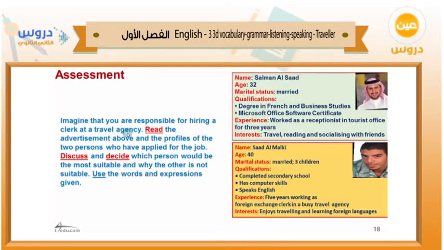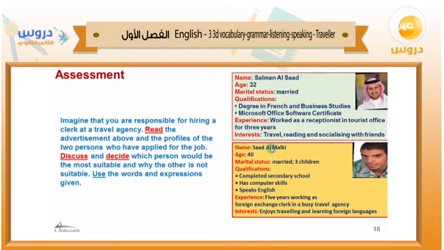Read the advertisement above, to the right, and the profiles of the two persons who have applied for the job. Discuss and decide which person would be the most suitable, and why the other is not suitable. Use the words and expressions given. So you have Salman Al-Saad, and you have Saad Al-Maliki.